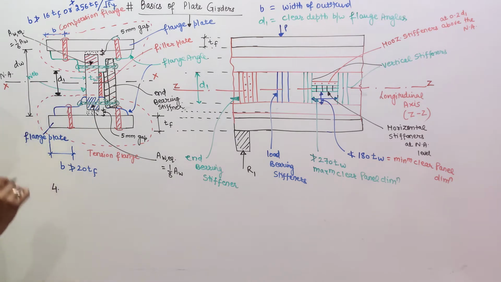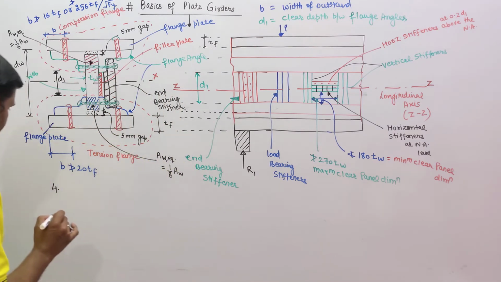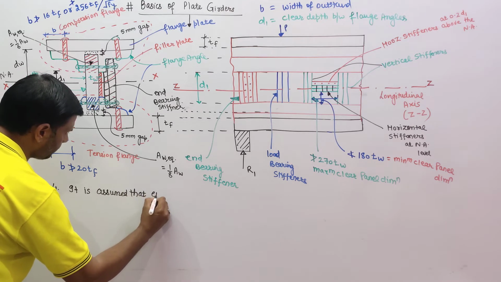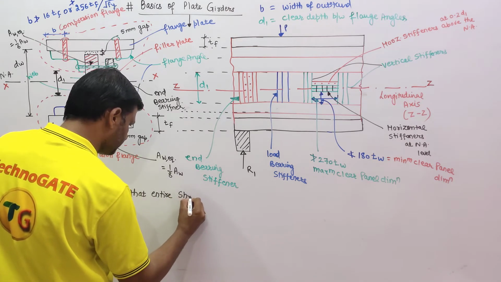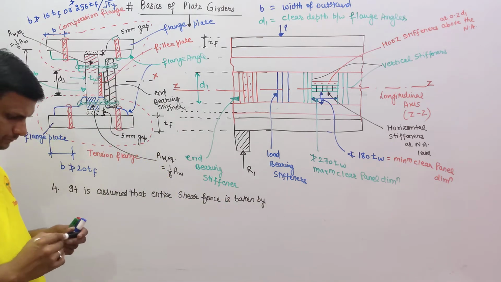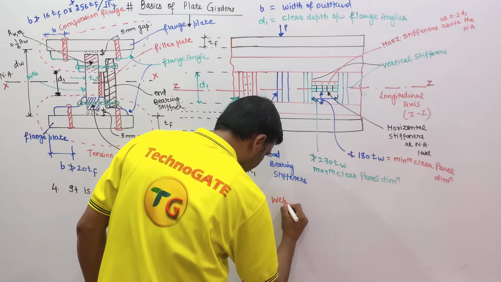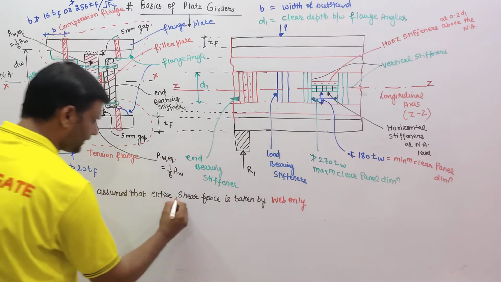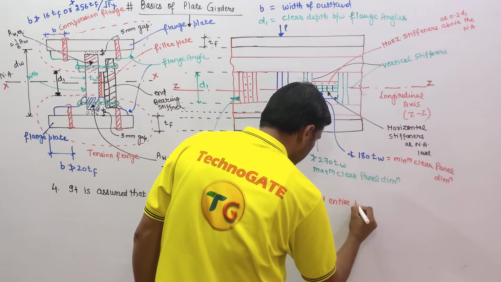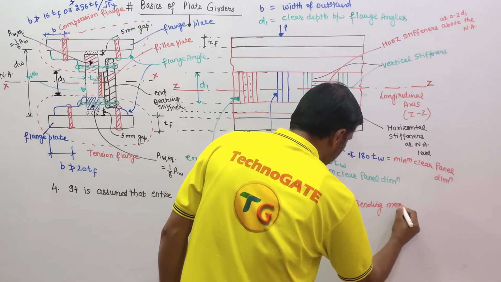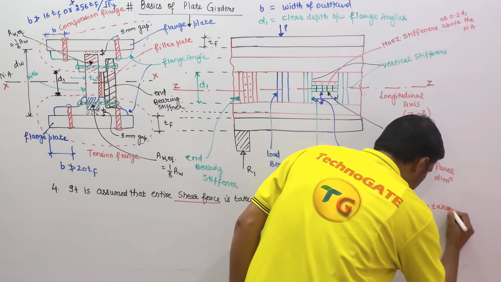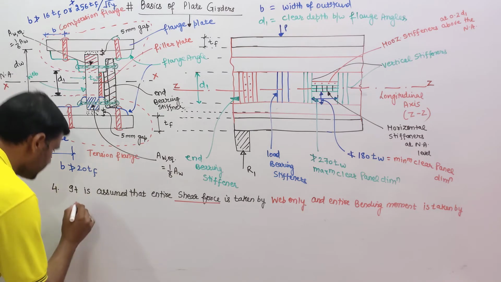So point number 4, it is assumed that entire shear force is taken by web only, and entire bending moment is taken by flanges only.